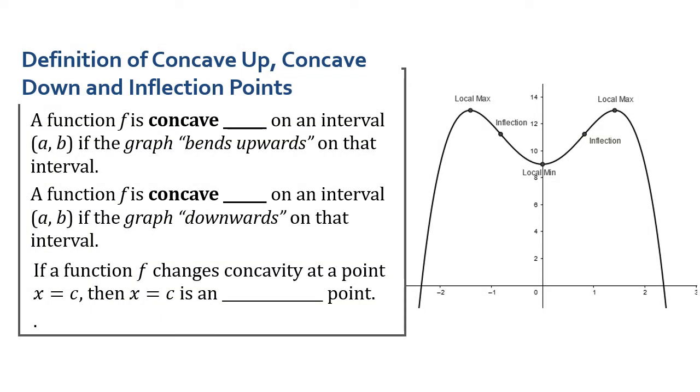Now let's talk about concavity. A function is concave up on an interval AB if the graph bends upward on that interval. So I always look at it as kind of looks like this, we've got like a smiley face. You're positive, you're up. It's concave down, so you're negative, you're sad, on an interval if the graph bends downwards on that interval. So again, kind of think about a sad face.